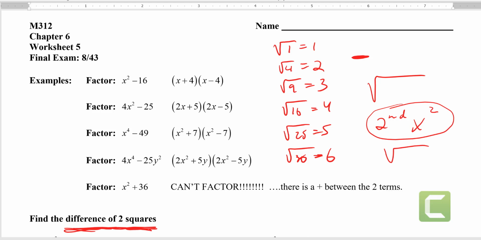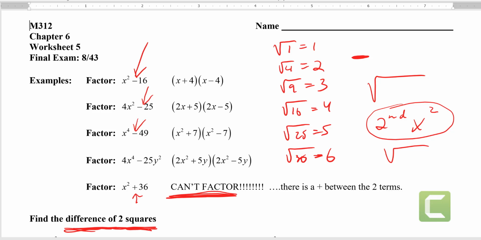Okay, and you also have, if you look here on this one, x squared minus 16. Okay, 4x squared minus 25. That's a minus. All right, so with all those, now if it's a plus, which we'll get to in a little bit, you can't do anything with it. You can't factor. Very, very important. So there's a plus between them. You can't factor it. Period. Right, can't factor.